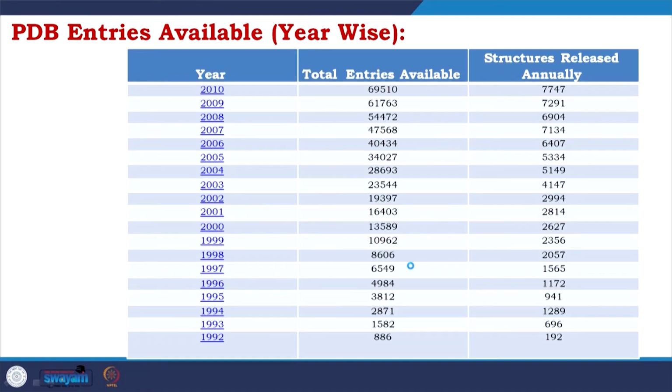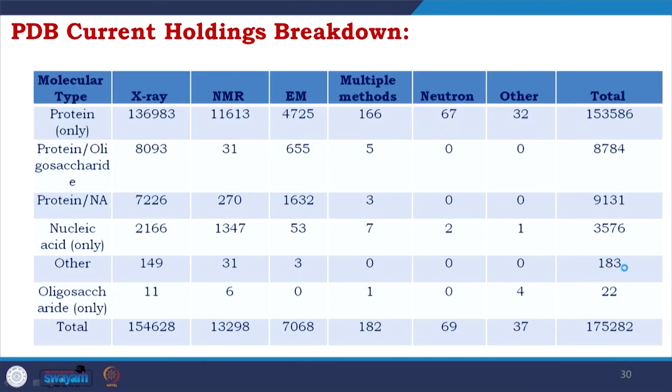As I told, there is a marked increase. You see, in 1992, 192, 696, 1289, it is reduced a little bit, but then a steady increase. So, this is the major time of structural genomics. This is very important.